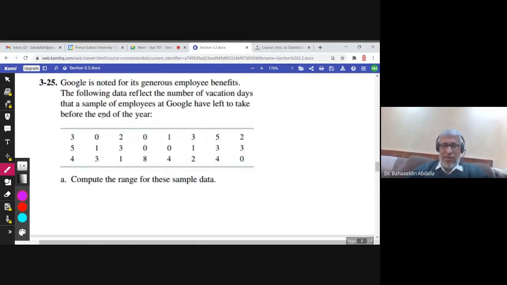I'll start with 325, and I will use the calculator here. I'll teach you how to use the calculator to find the variance and the standard deviation. To compute the range, it is the maximum minus the minimum. So it is 8 minus 0, which is 8.